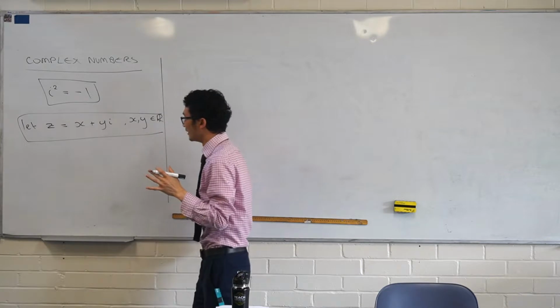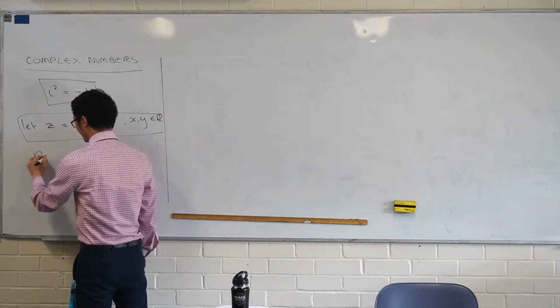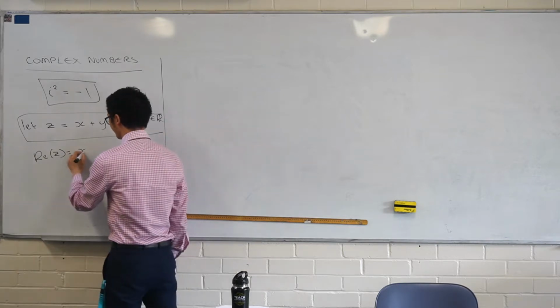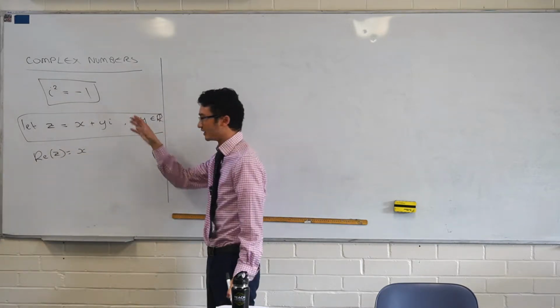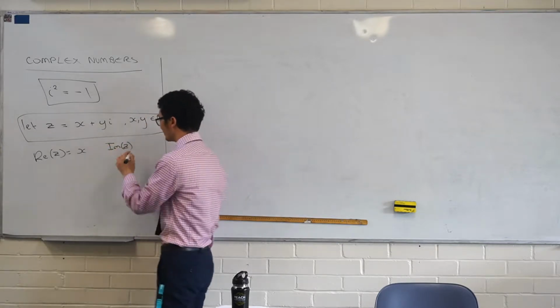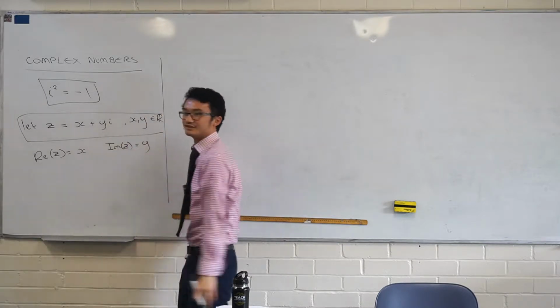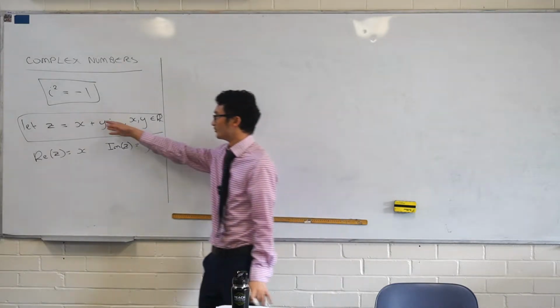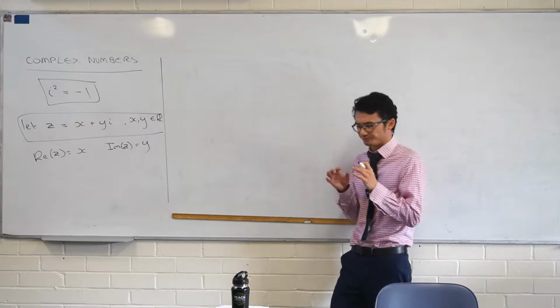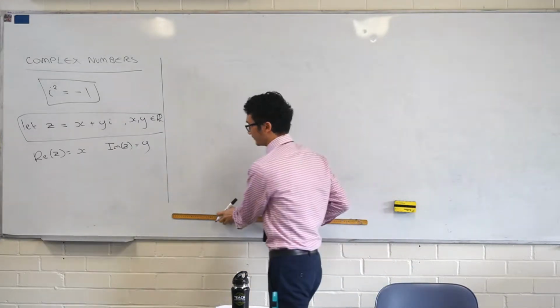And when I'm talking about the real part of z, what am I talking about? X, yep. And I add an imaginary number, but if I'm talking about the imaginary part of z, I'm just talking about the coefficient in some sense. Yeah? I'm talking about the value that's multiplied by i. Right?